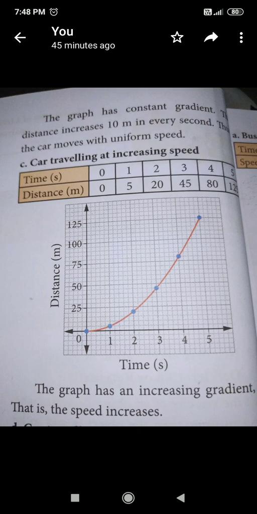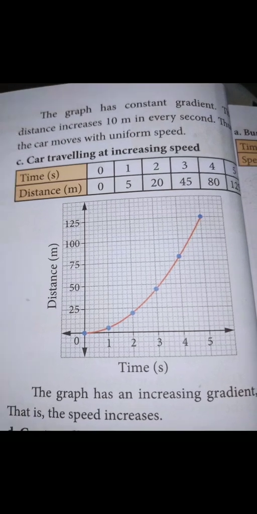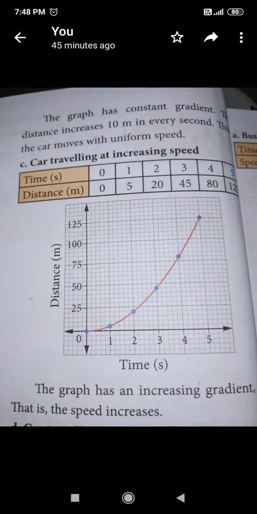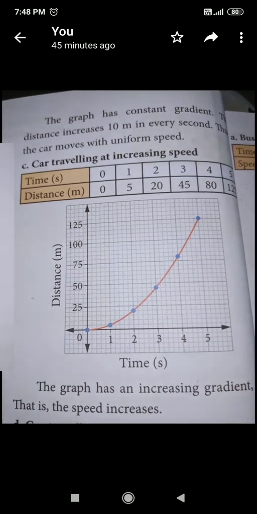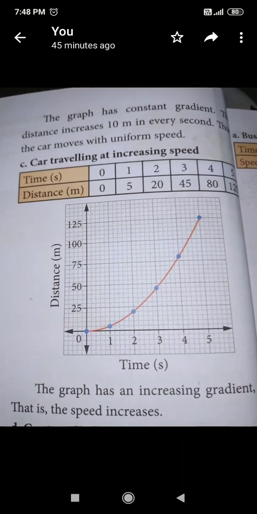So 0 0, 1 5, 2 20, 3 45, 4 80 and 5 125. Like that you should plot the points and draw the graph. It's also showing the increasing speed. The graph has an increasing gradient, that is the speed increases.